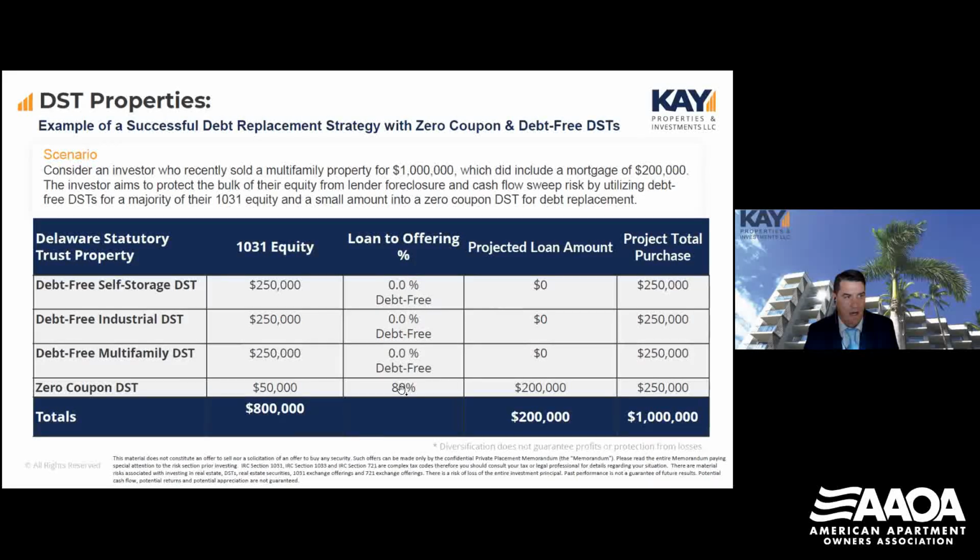In this scenario, the zero coupon has an 80% loan to value. Of course, the debt-free DSTs have a 0% loan to value. This results in the projected loan amount of 0 coming from the debt-free DSTs and $200,000 coming from the zero coupon. So coming over to total purchase price, if you invest $250,000 in a debt-free DST, you're buying $250,000 of total real estate. Now, coming down to the very bottom row here, if you invest $50,000 in a zero coupon with an 80% loan to value, you're actually buying $250,000 worth of real estate because you've got the $50,000 of equity that you put in, and then $200,000 on the loan.